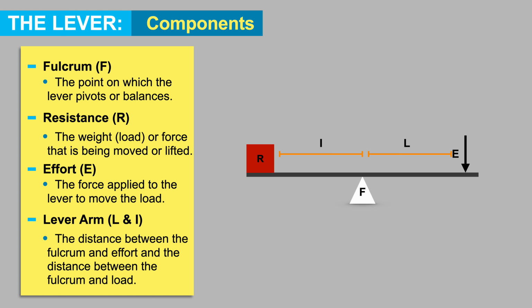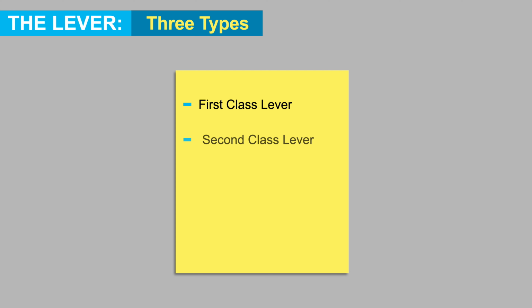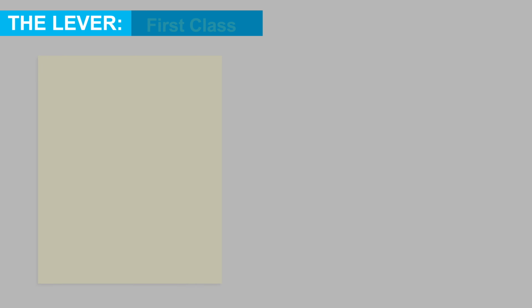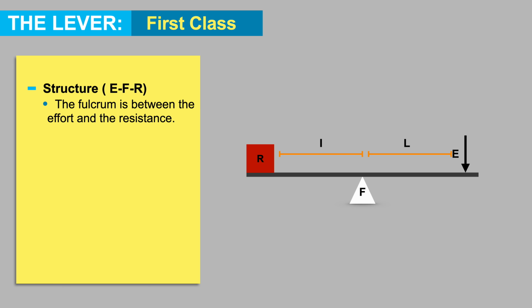There are 3 classes of lever, and they're classified based on the relative position of the fulcrum, the effort, and load. These classes of levers are first class lever, second class lever, and third class lever. Let's go over each type in detail. In the first class lever, the fulcrum is between the effort and the resistance. An example of this type of lever would be a seesaw, crowbar, and scissors, where the effort and resistance are on opposite ends and the fulcrum is in the middle.